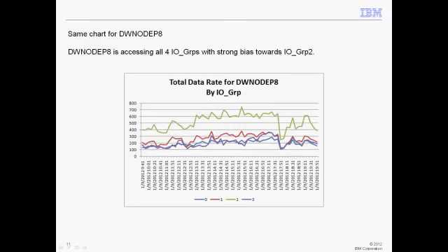Now in this graph we look at DW node P8. This is another one of the heavy hitters we saw from the by host report. Again, we're breaking the workload out by I/O group. In this case, all 4 I/O groups are being accessed, but again we see a strong bias towards I/O group 2.